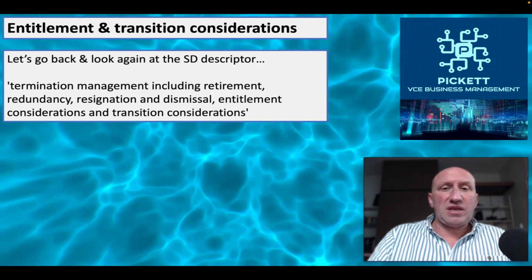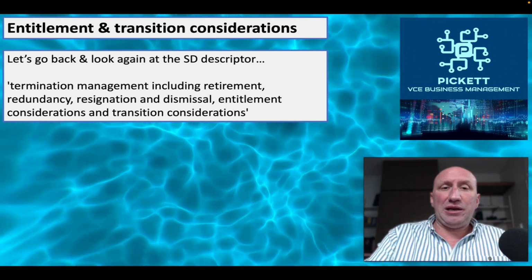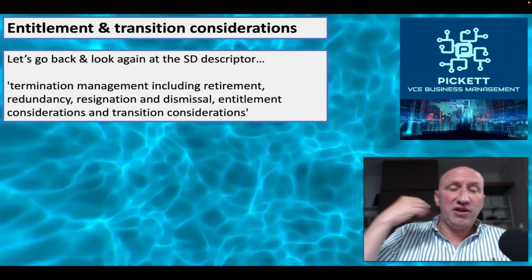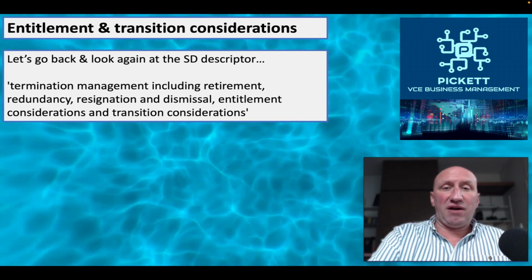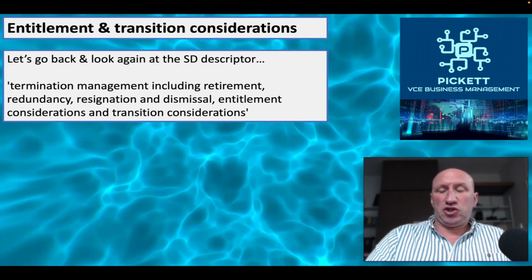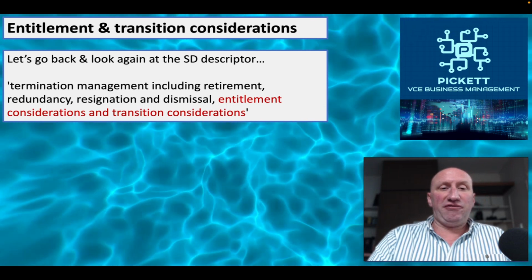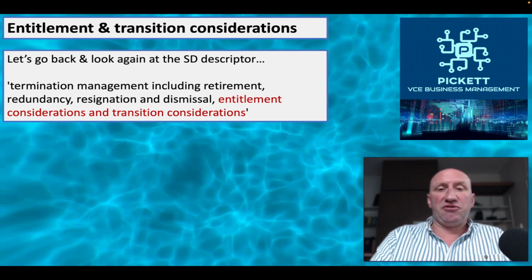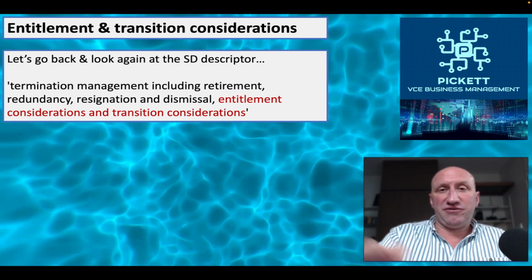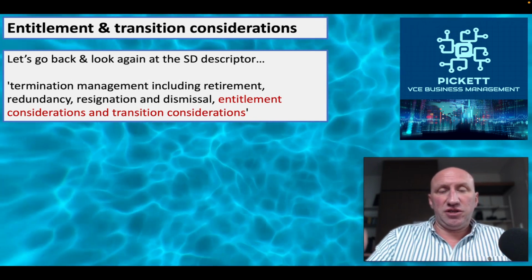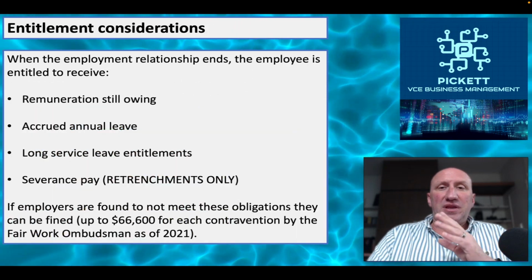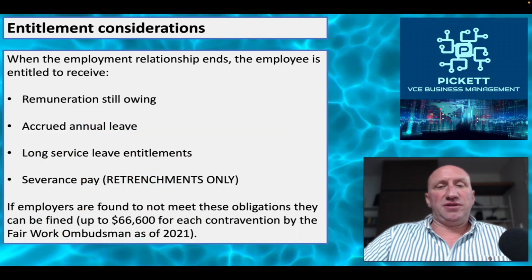So let's just quickly now go back and look at that study design descriptor, because we've covered half of what you need to know. Now we've got to cover the rest of this termination management stuff, the entitlement considerations and the transition considerations. So far we've looked at those 4 types of termination. You understand what those are. You could write a bit about those. Now let's take entitlement considerations.